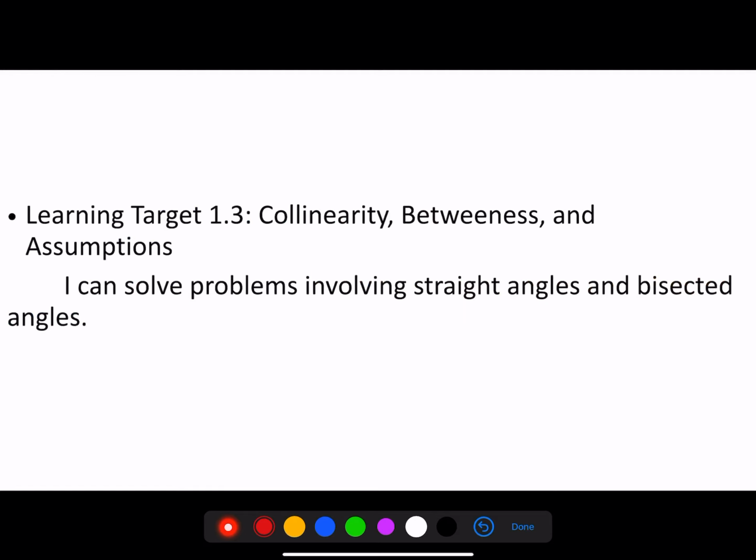All right, that is it for today. We have now covered our learning targets about collinearity, betweenness, and assumptions, and we can also solve problems involving straight angles and bisected angles. Now, we will be dealing more with straight angles and bisected angles next week as well, but just keep in mind that is it for what we're covering today.